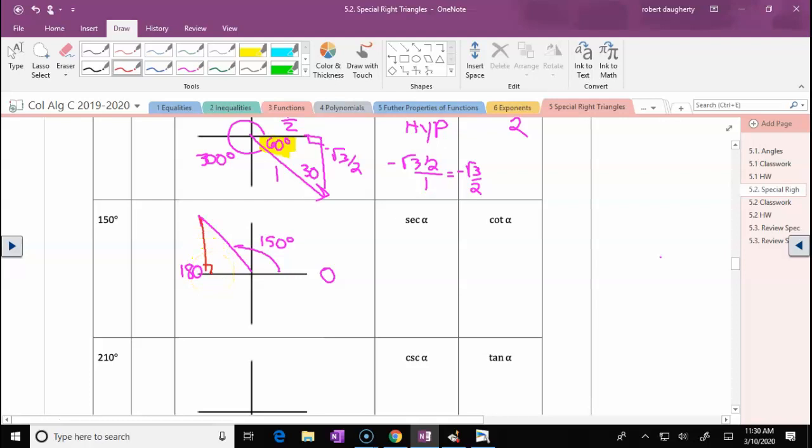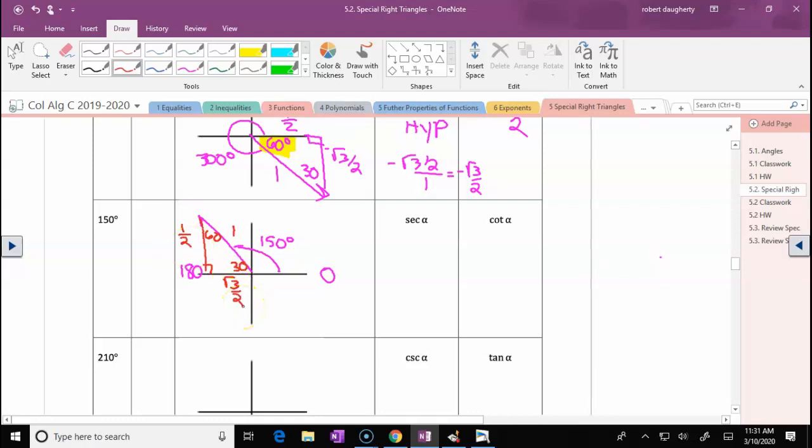What is the central angle here? What is this angle now? No, this one's 30, because 150 plus 30 gets me to 180. The top angle here is 60. So the hypotenuse is always what? 1. What is this side here? This is 1/2. The one that's opposite 30 is always 1/2. The other one is square root of 3 over 2.